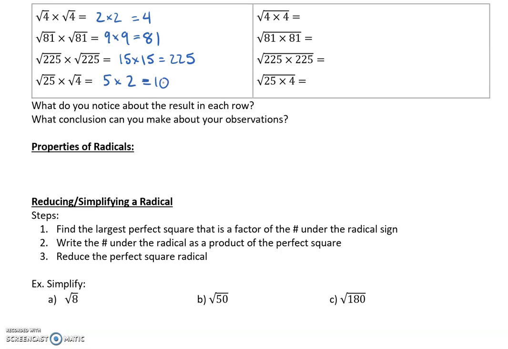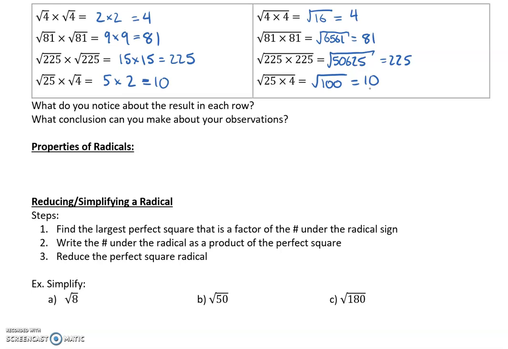All right, so now what I'm going to do is, instead of separating the radicals between the two numbers, I'm going to put both numbers under the radical. So let's go root 4 times 4. So what we're doing here is root 16. The square root of 16 is 4. And then the next one is 81 times 81. So we're going to go with the square root of 81 times 81 is 6,561, which is 81. The square root of 225 times 225 is the square root of 50,625, which is 225. And then the last one, square root of 25 times 4, is equal to the square root of 100, which is 10.